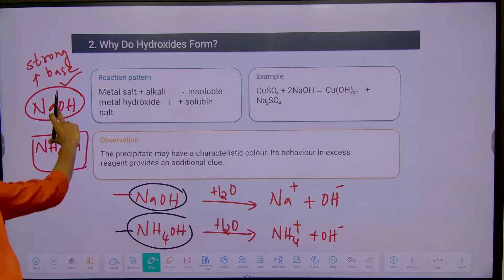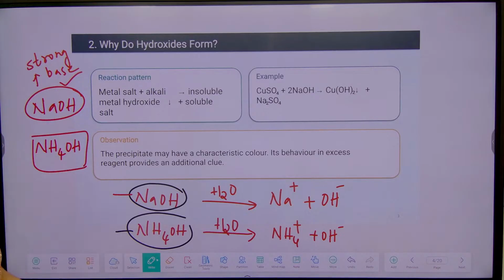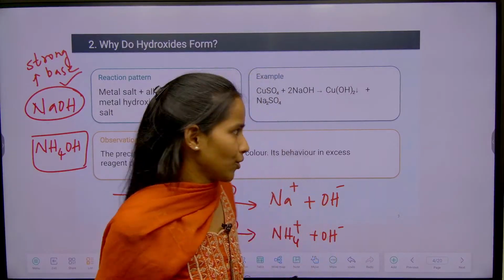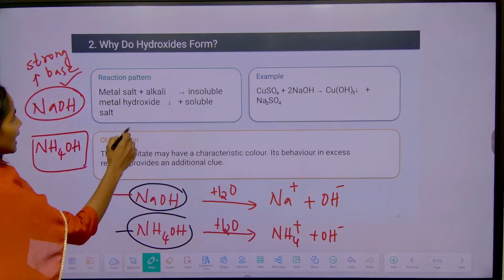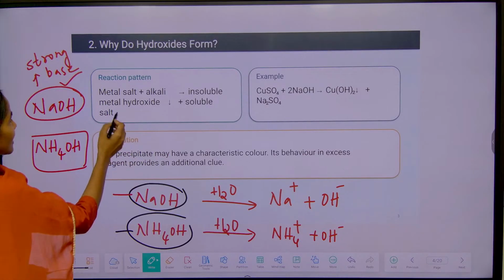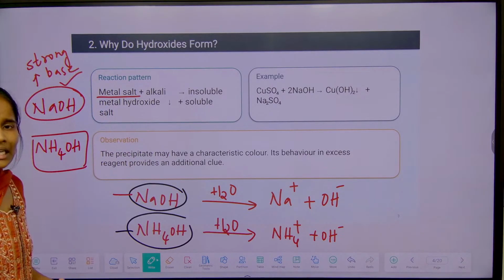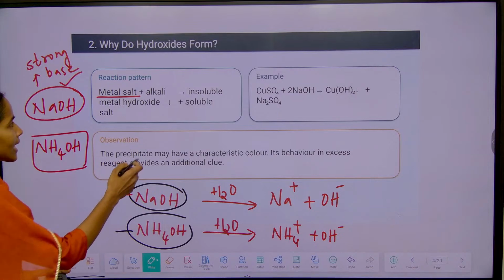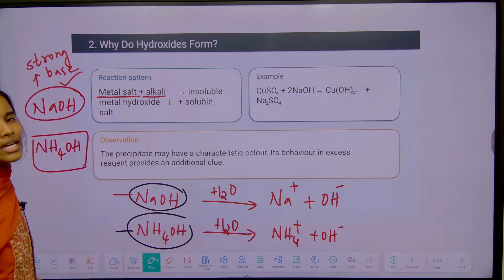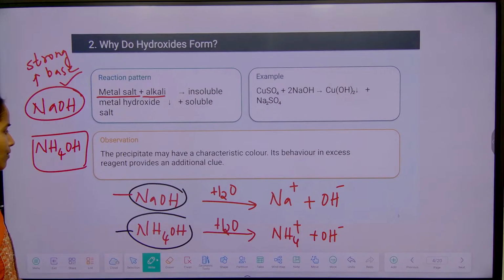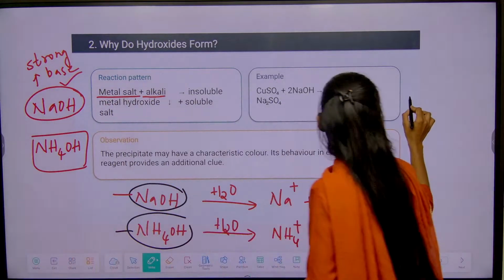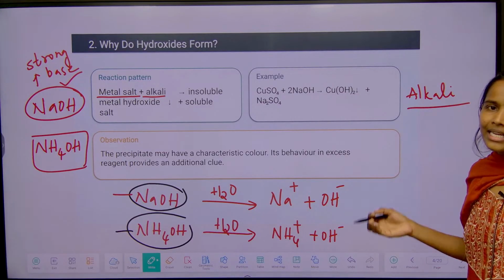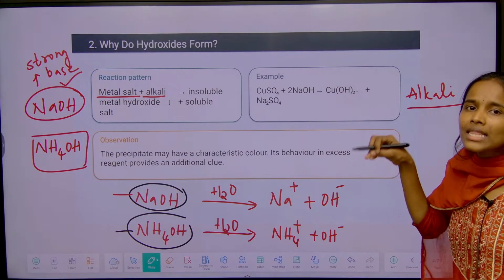By using these two as reagents, how are we going to check which type of cation the given sample of salt contains? Let's see. The entire chapter's reaction pattern is like this. We will take any metal salt like copper sulfate, magnesium chloride, ferric chloride, different salts, and add it with the alkali. What do you mean by alkali? We have already discussed that alkali is a base which dissolves in the water.